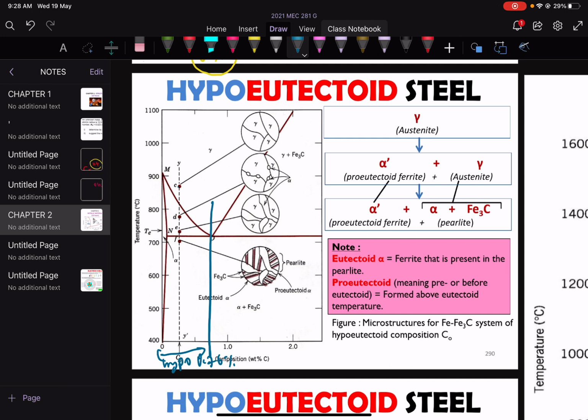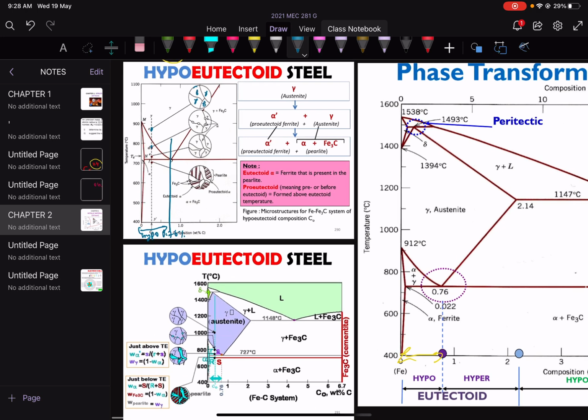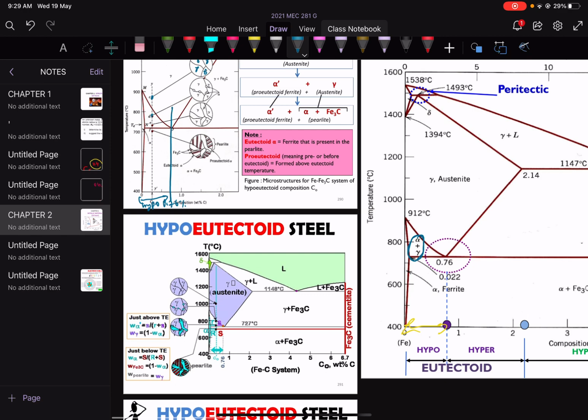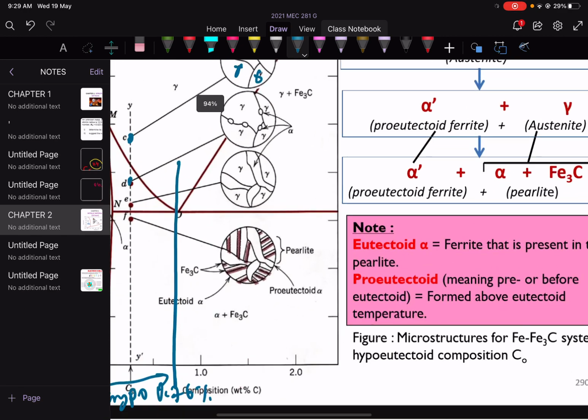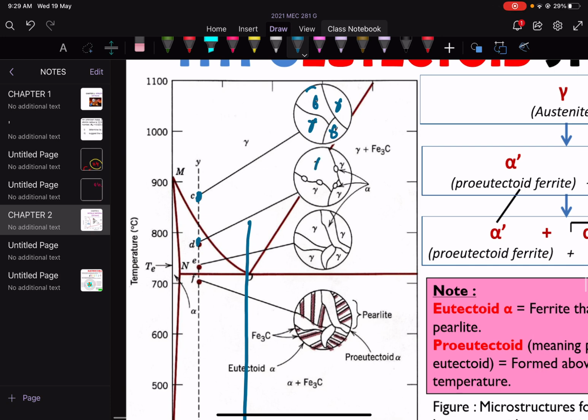So let's look at the point C. At point C, the structure will exist in all gamma form. And then you cool down the alloy from 900 to 780 degrees Celsius at D. At D here, it exists in alpha plus gamma. So now the structure is alpha plus gamma. So the structure will be gamma, and some of the alpha will start to form.